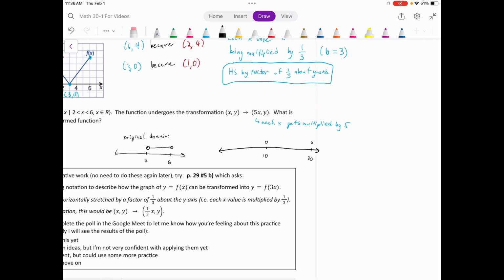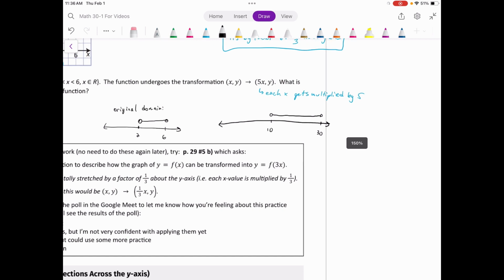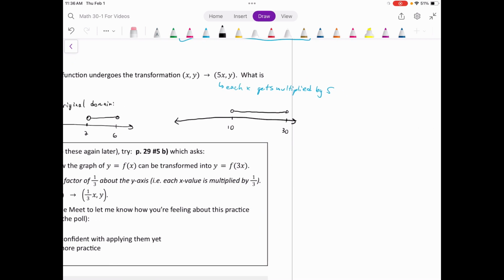So this is our new domain. It used to be from 2 to 6, now it's from 10 to 30. Mapping notation here shows us every single x value in this graph is just getting multiplied by 5. So our new domain will be the set of all x's such that 10 < x < 30, and x is an element of the real numbers. And there we go. That's the new domain.